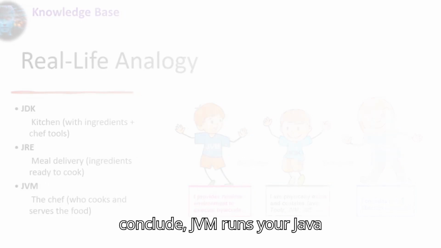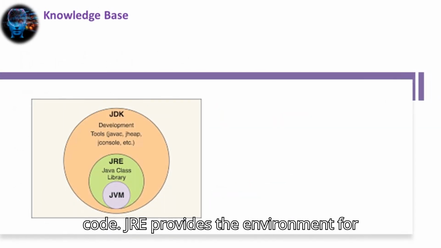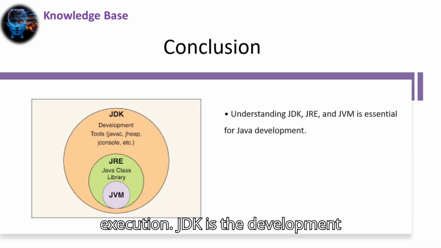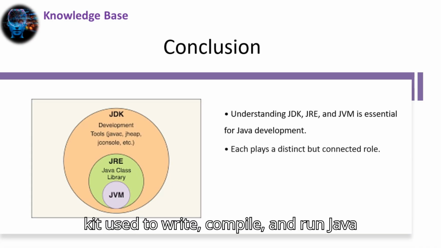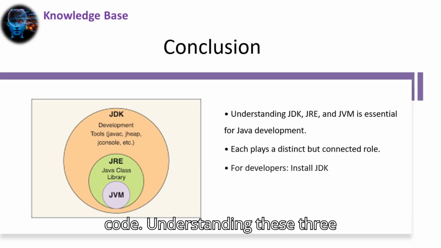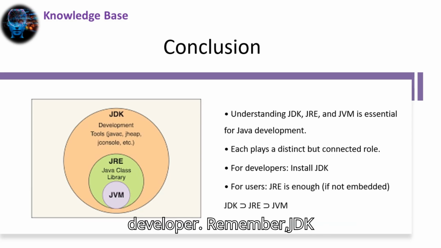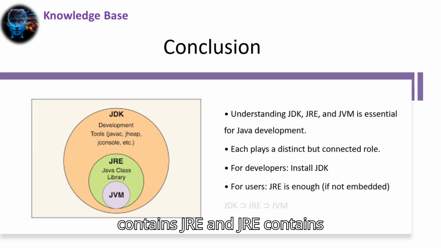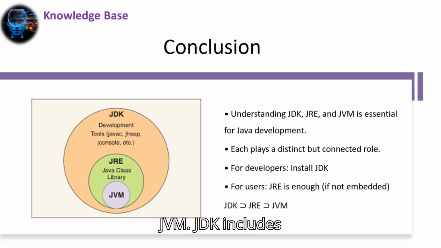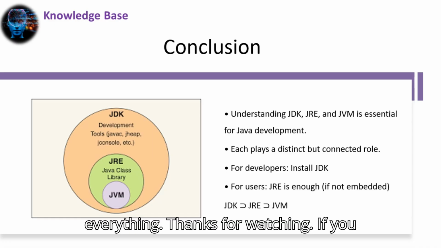To conclude, JVM runs your Java code. JRE provides the environment for execution. JDK is the development kit used to write, compile, and run Java code. Understanding these three components is essential for every Java developer. Remember, JDK contains JRE and JRE contains JVM. JDK includes everything.